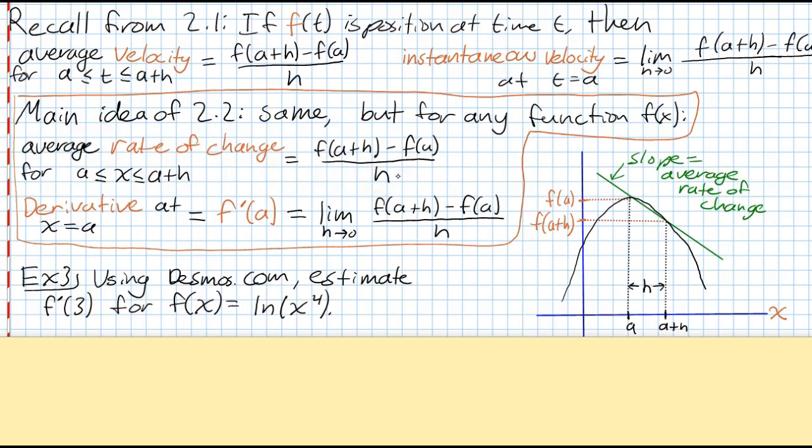The derivative is the same idea as instantaneous velocity. It's what happens as you make this interval smaller. You take the limit of this average velocity as h approaches 0. So you get a smaller and smaller interval. These 2 points here, right here and right here, get closer together, and you see what happens to the slope.